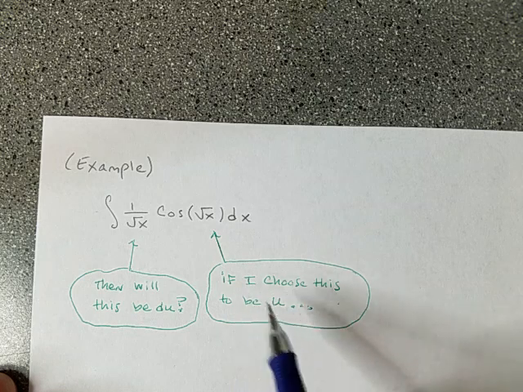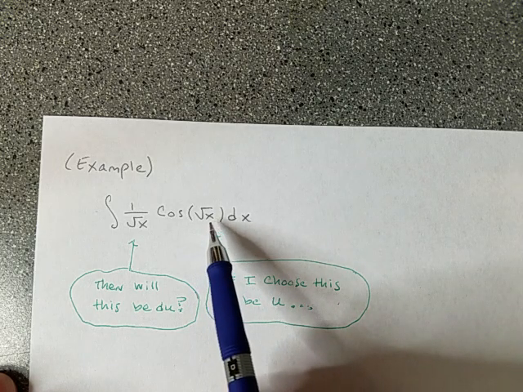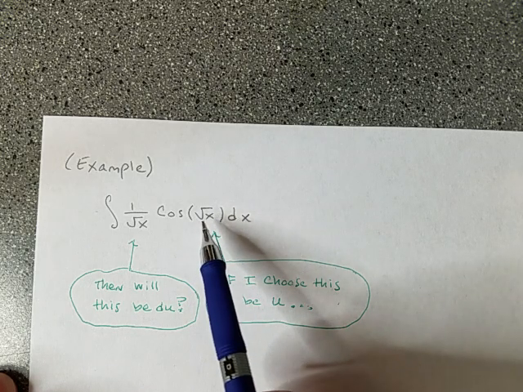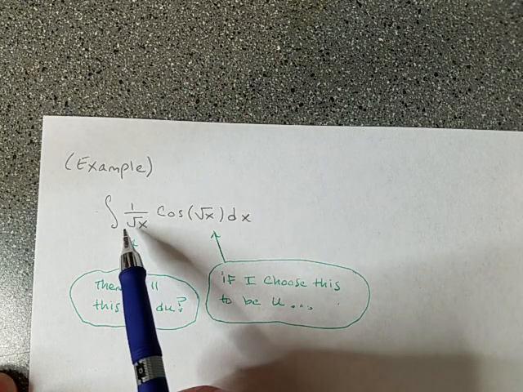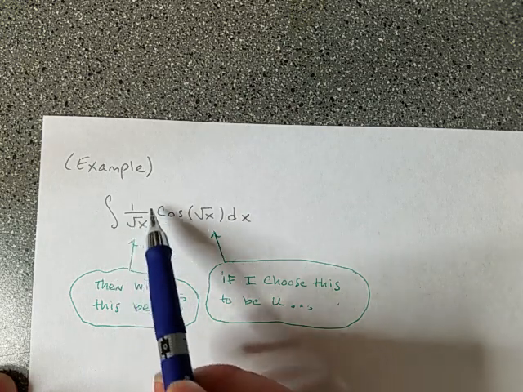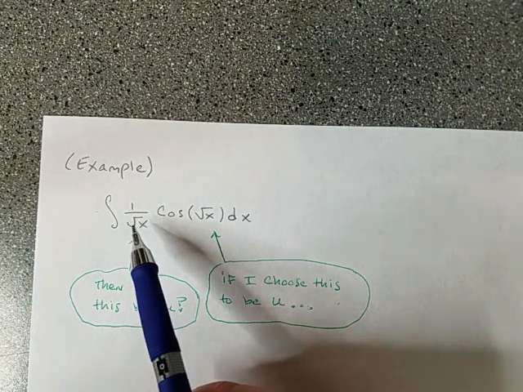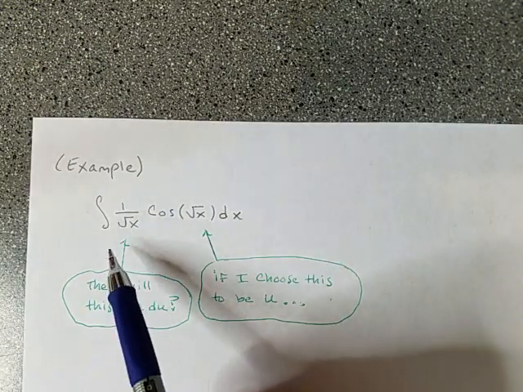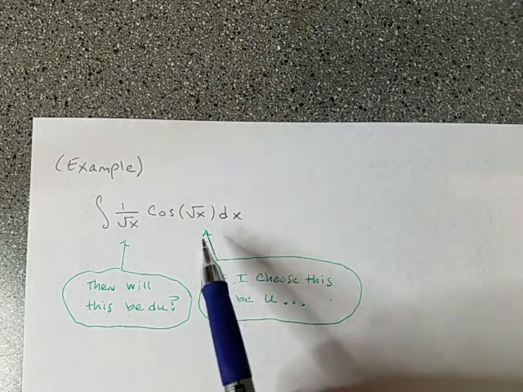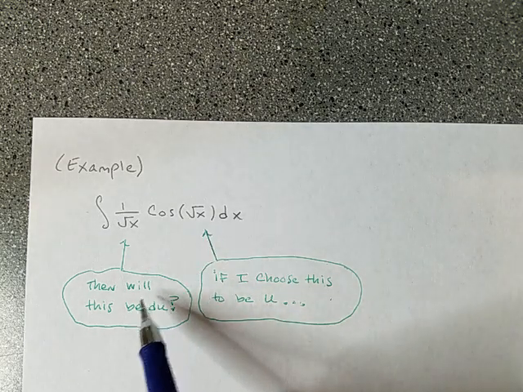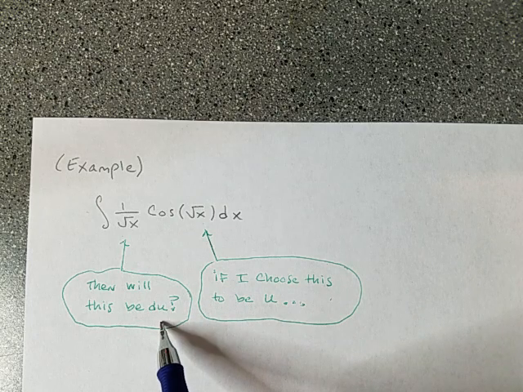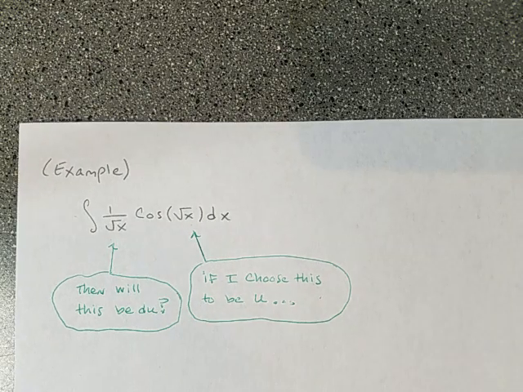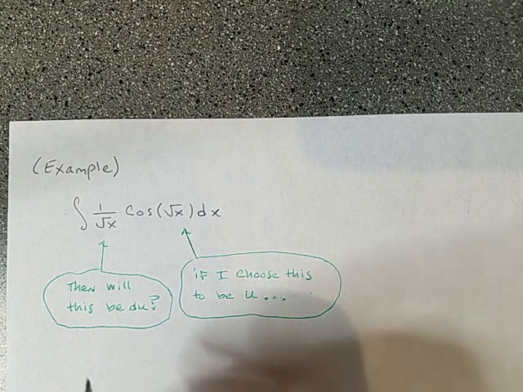If we choose u to be root x, what's the derivative of root x? It's 1 over 2 root x. Well, this is missing the 2, but that's okay. Remember, we can algebraically move things around if we're missing the 2. So the thinking might be, if I choose u to be this, then will this part right here be the du? Okay? Well, let's try it. I think it will. So I'm going to choose this.